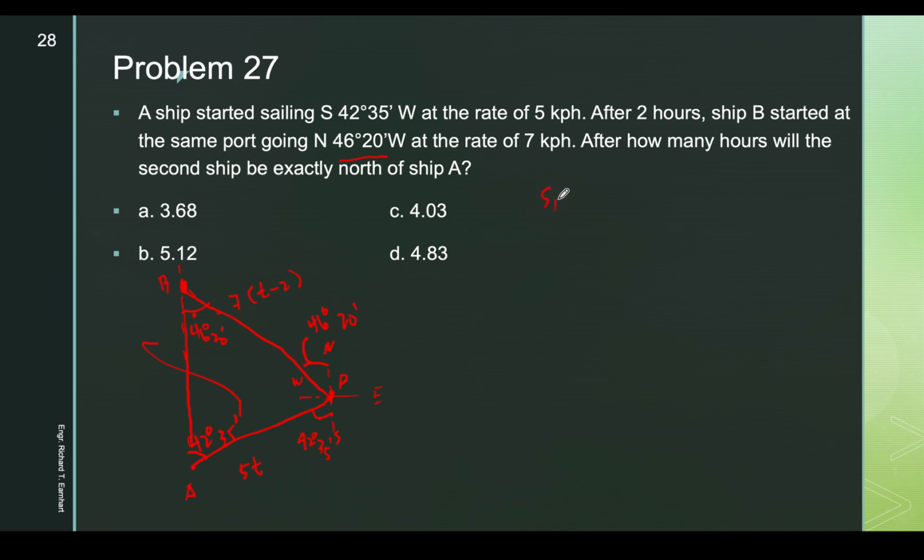And by sine law, let's start with 5t. 5t, so this is the distance, no, over sine of the opposite, which is 46 degrees, 20 minutes. And the distance from P to B is 7 times t minus 2, and then the opposite angle is 42 degrees, so sine 42 degrees, 35 minutes. And okay, compute.